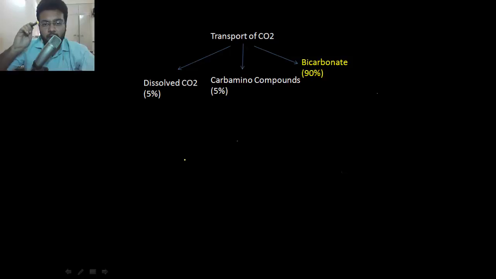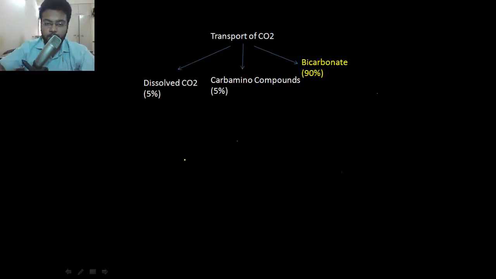But anyways, transport of carbon dioxide. It is mainly done in three forms: dissolved carbon dioxide and carbamino compounds, which constitute 5% each. Bicarbonate is the major chunk by which carbon dioxide is transported.